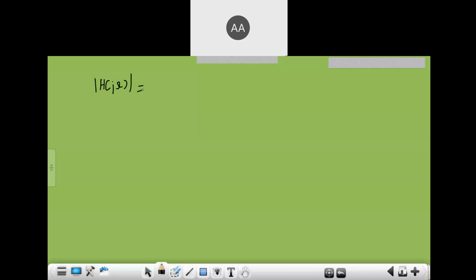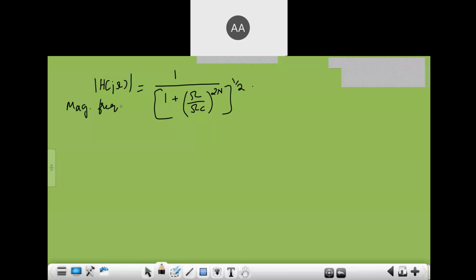The magnitude of H of j omega is given by 1 divided by the square root of 1 plus omega by omega c, whole thing to the power 2n. That is, the denominator to the power 1 by 2. So this is the magnitude frequency response that is given for a Butterworth filter. Why is it just magnitude? Because we're taking the mod of that. We are not concerned about the phase of the signal.